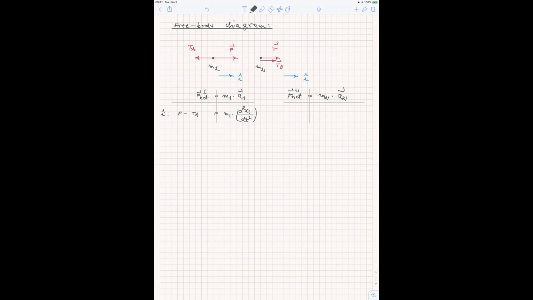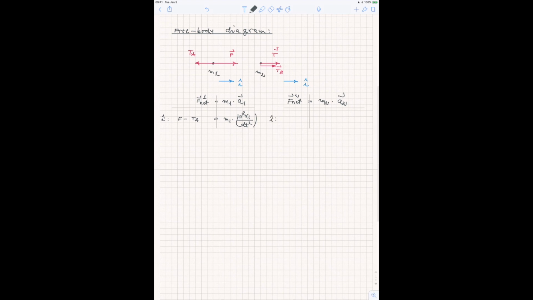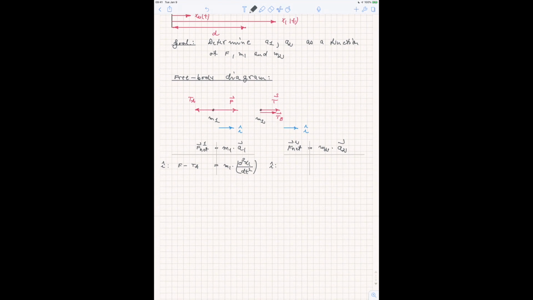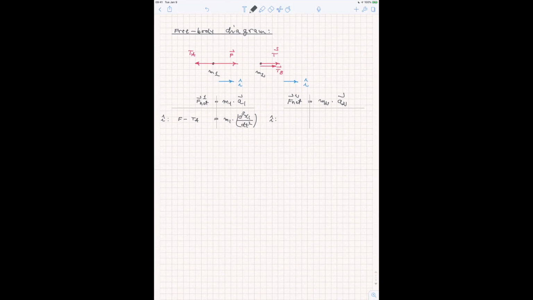So now let's do the same thing for object 2. And here we have both forces in the positive direction. So we have T plus TB equals, again positive, M2 times the second derivative of x2, d squared x2 dt squared. Okay, so let's call this equation 1 and this equation 2.